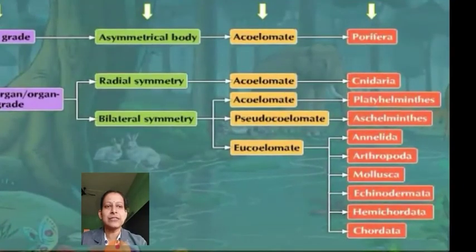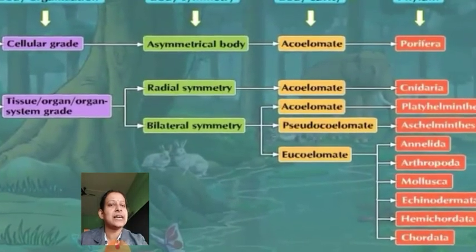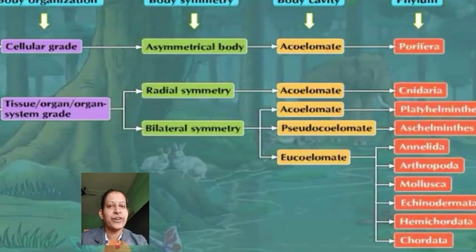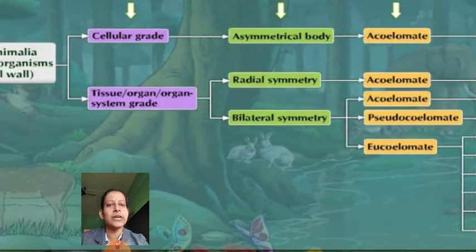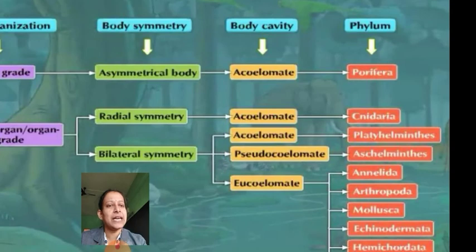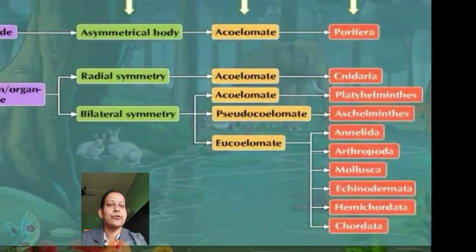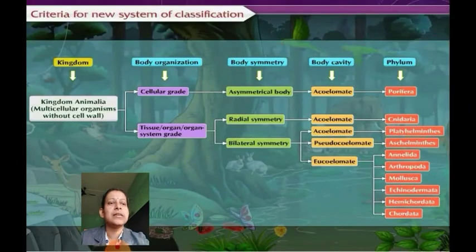Okay, now here Protozoa is not included. The first phylum is Porifera, which has cellular grade organization, an asymmetrical body, and is acoelomate. Porifera is the lowermost or least evolved among the animals. Then the tissue or organ system grade organization is based on radial symmetry, and in radial symmetry again acoelomate, Cnidaria. Then in bilateral symmetry you get different types of body cavity: acoelomate Platyhelminthes, pseudocoelomate Aschelminthes and eucoelomate from Annelida. So this is the new system of classification based on the different criteria.